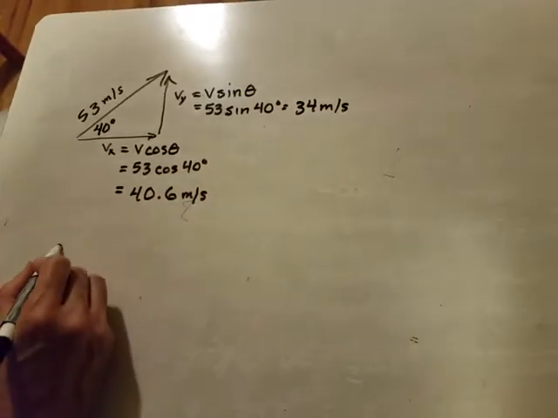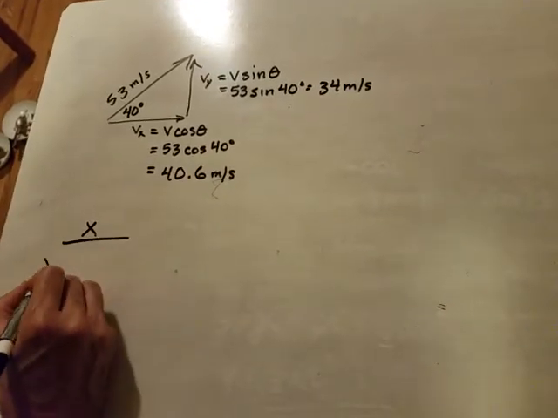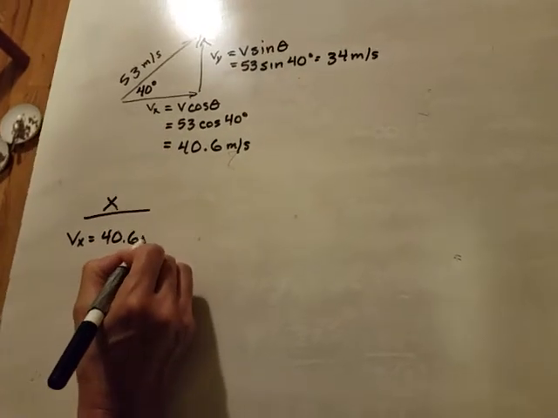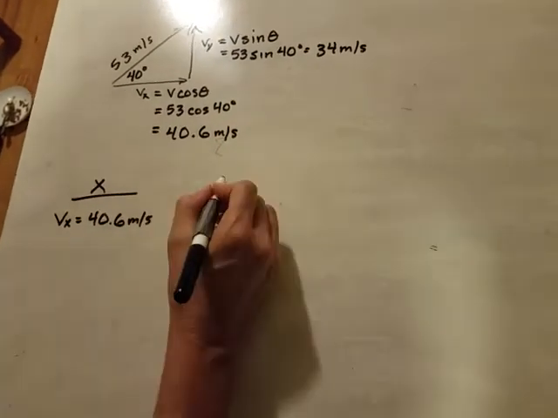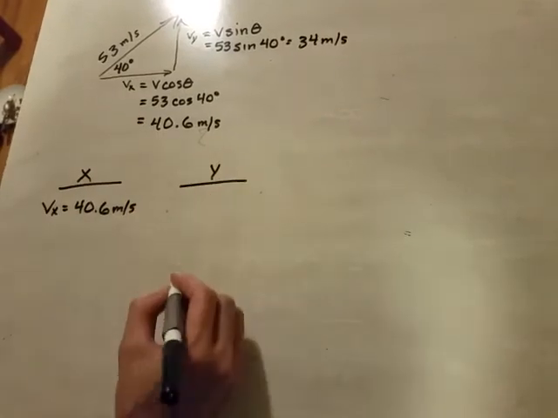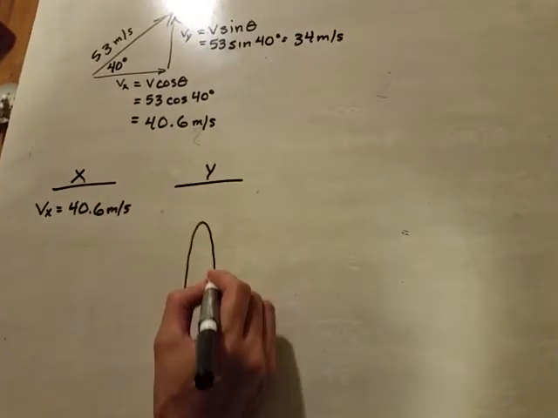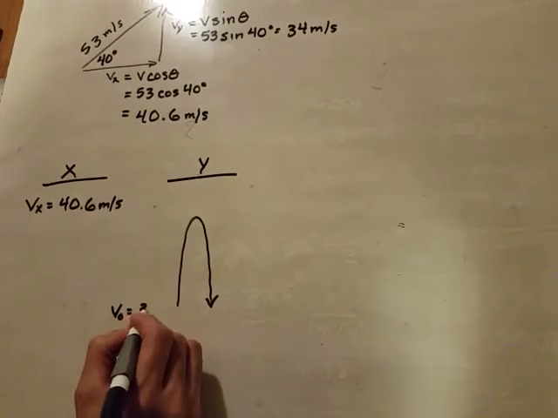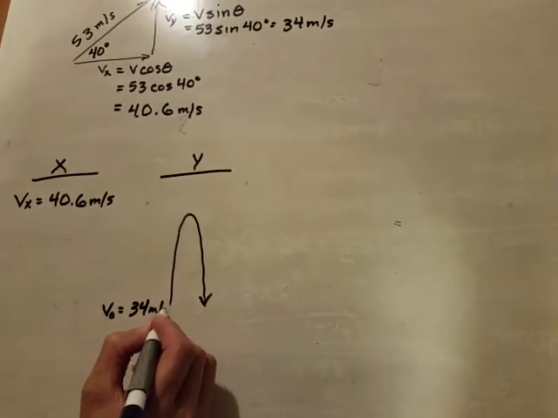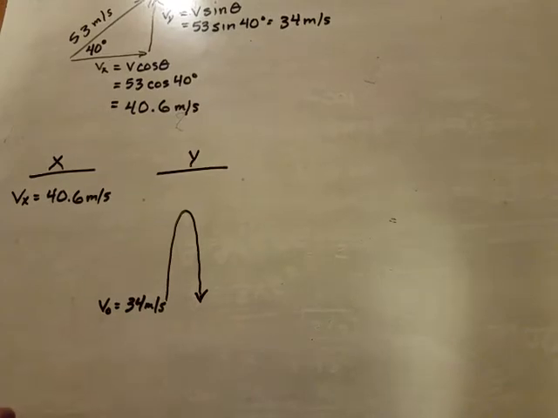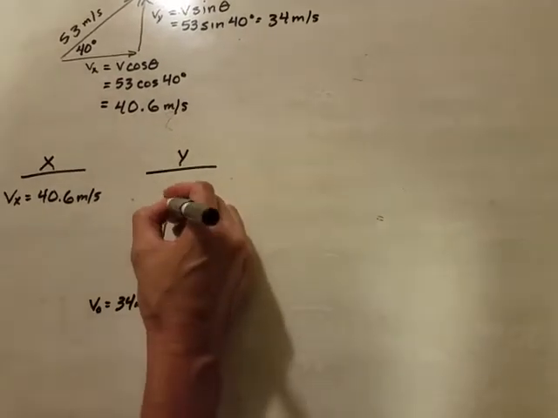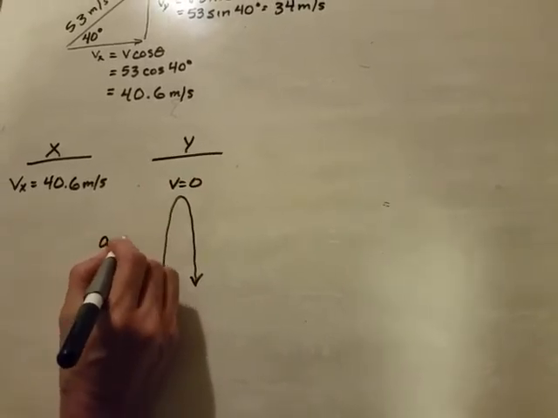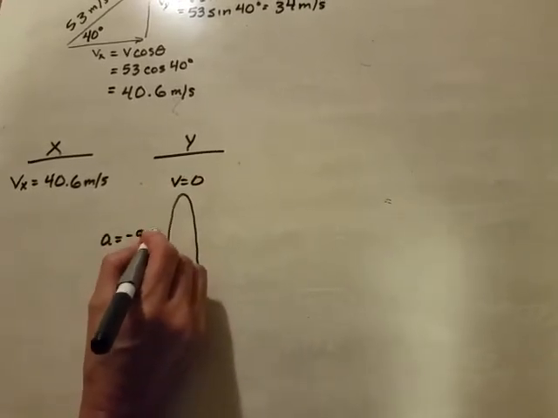So then, what do we know? Well, in the x direction, we know Vx is 40.6 meters per second. And that is it. That is what we know. In the y direction, our golf ball is going to move up, and then it's going to move down. We know the initial speed that it's traveling is 34 meters per second. And it seems like that's all the information we have, but we also know that the speed at the top is 0, and the acceleration is going to be a negative 9.8 as it moves up against gravity.